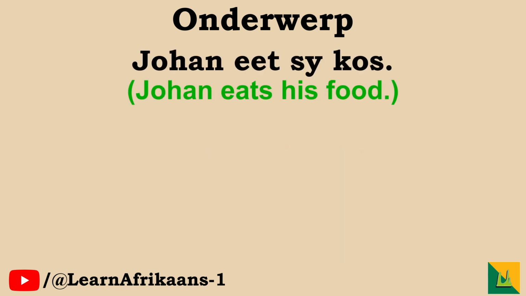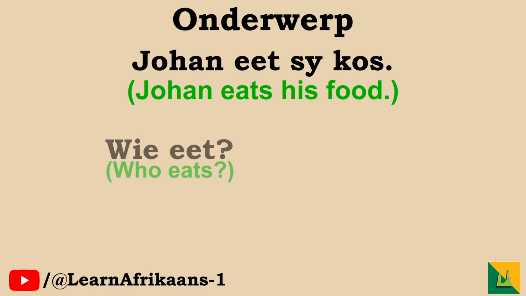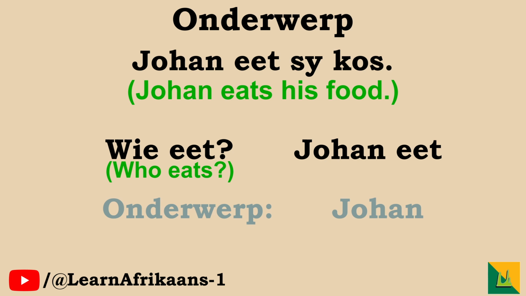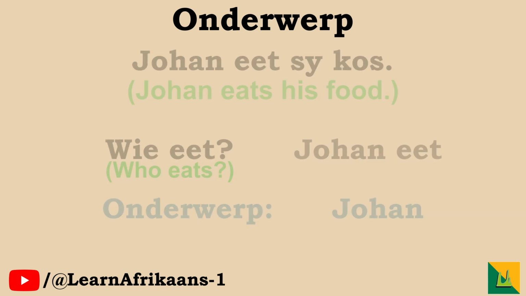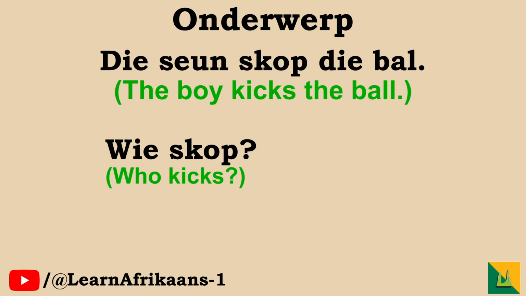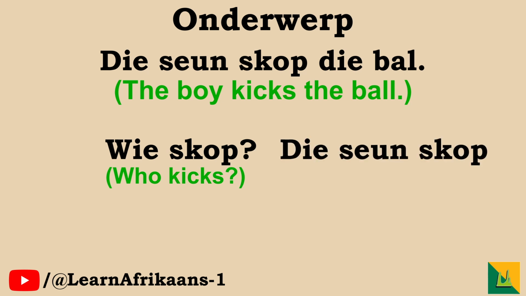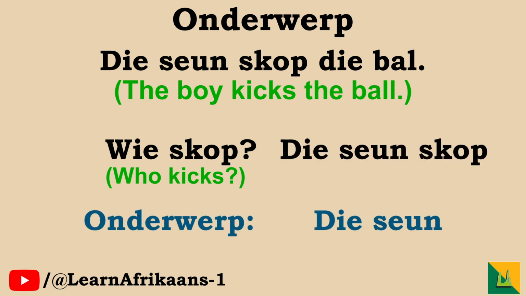Let's continue using our example sentence. Wie eet? The answer is Johan eet. Therefore, Johan is the onderwerp. Wie skop? Die seun skop. Die seun is die onderwerp.